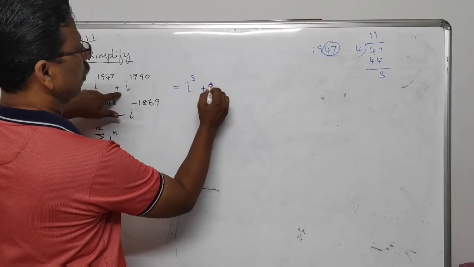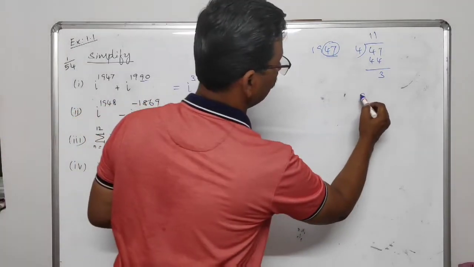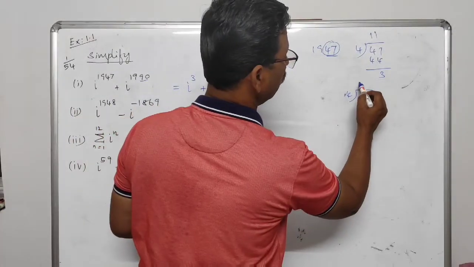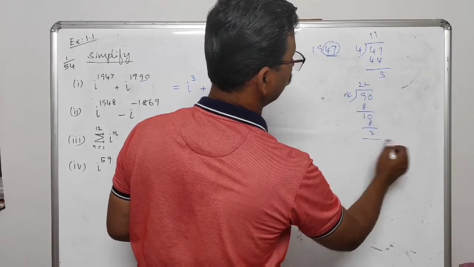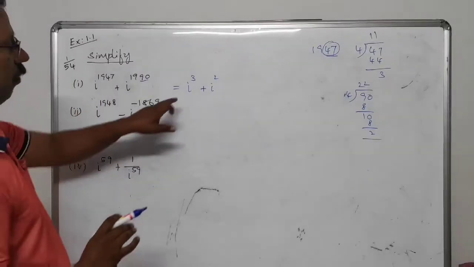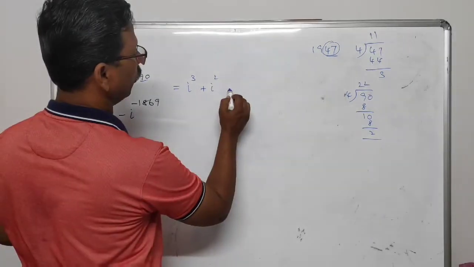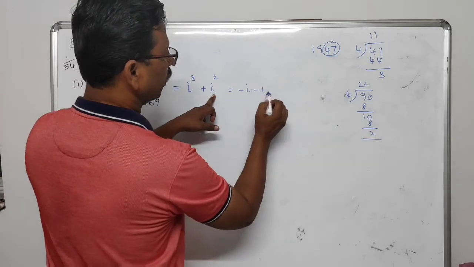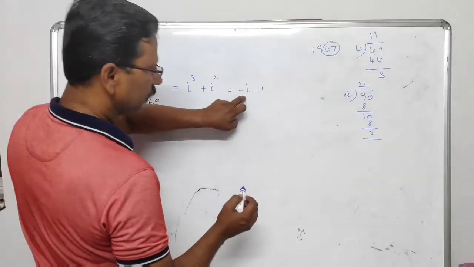Then plus i power 1990. Here also just consider the last 2 digits, 90. 90 divided by 4 is 22 times, the remainder is 2. Therefore, you can write it as i square. That's enough. Now we made this large power a very simple power. We know very well, i cube value is minus i, i square value is minus 1. Now this is the value of this expression, minus i minus 1.